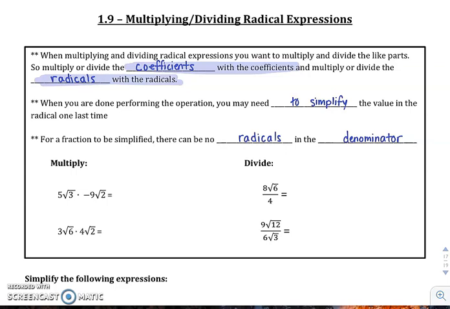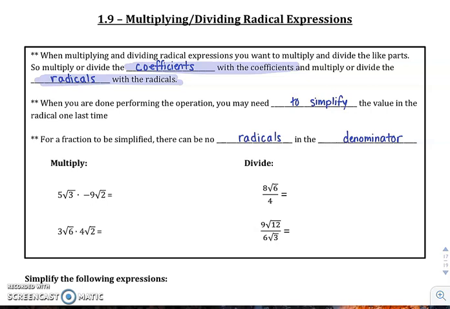When you're done performing the operation, you might need to simplify the value that's left underneath the radical. If your problem has a fraction after you're done with the division, a fraction is simplified as long as there are no radicals in the denominator. So let's look at a couple examples.